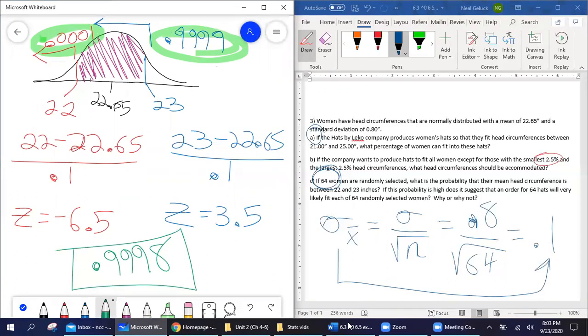But now the final question on here, if this probability is high, does it suggest that an order of 64 hats will very likely each fit each of 64 randomly selected women? Why or why not? This, yes, that's a very high probability, almost 100%. But let's think about this. We don't order hats to fit the average head of 64 women. That has nothing to do with what each woman would wear. So calculating this on this problem actually doesn't make sense. So this whole part C really doesn't make sense because the hats have to fit on an individual head, not the average of 64 women's heads.